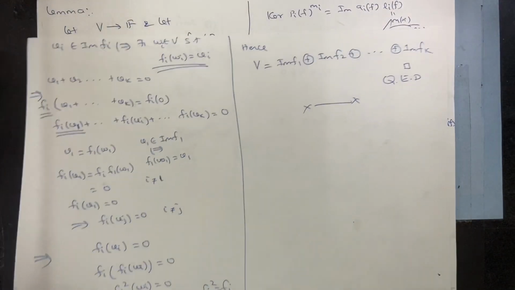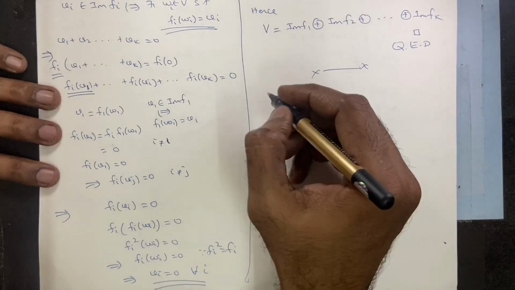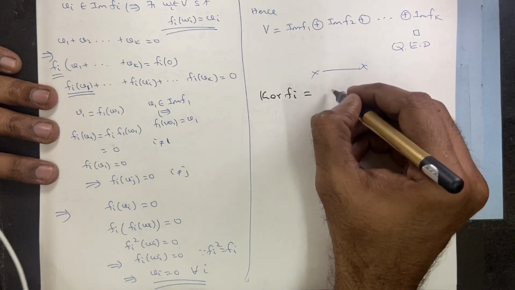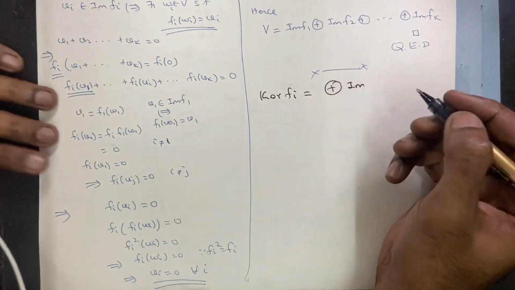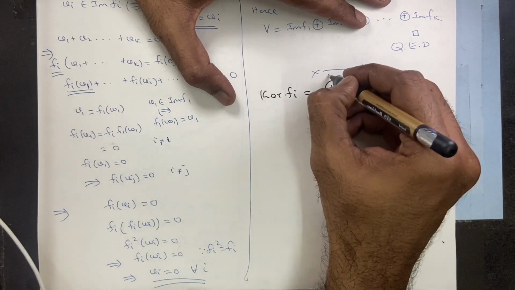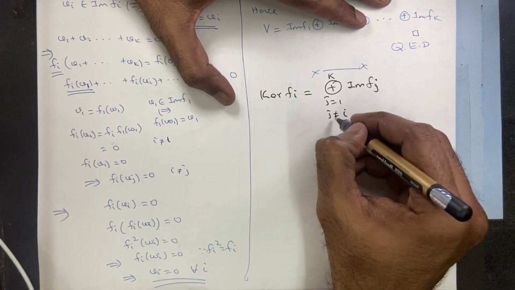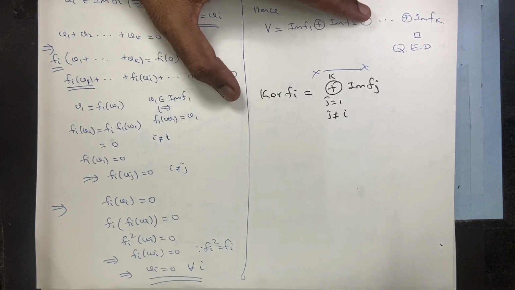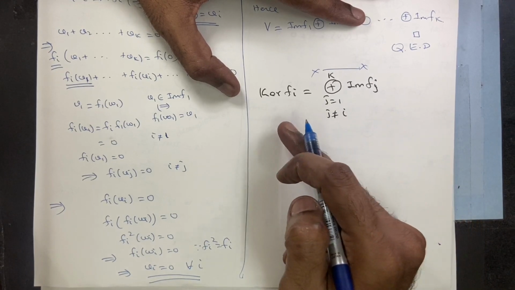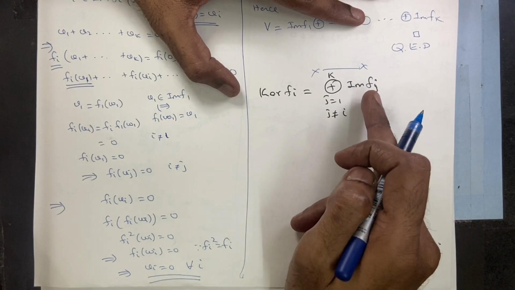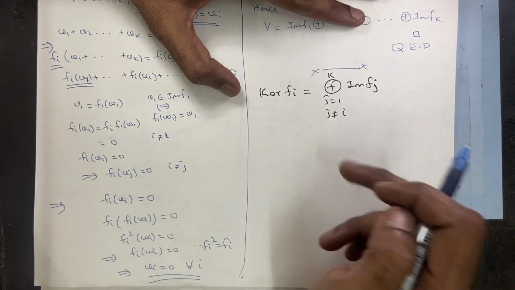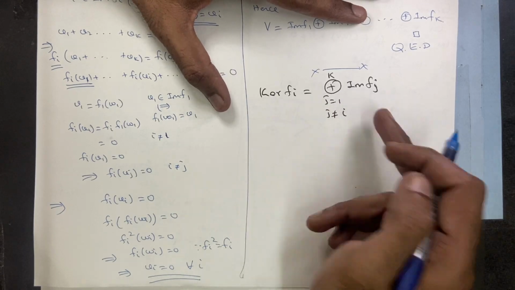It is easy to prove that the kernel of fi is nothing but the direct sum of the images of fj, j running from 1 to k and j not equal to i. In other words, these fi's are projection maps onto the image of fi and along the direction of the kernel of fi, and the kernel of fi is this. So this can be easily proved.